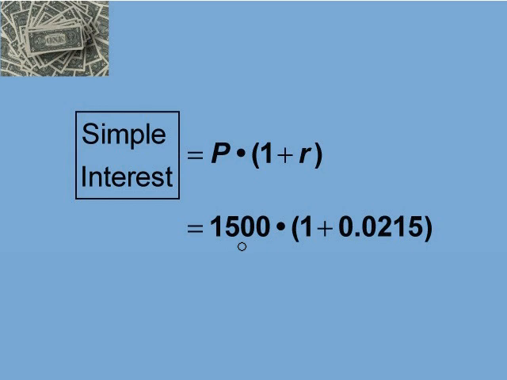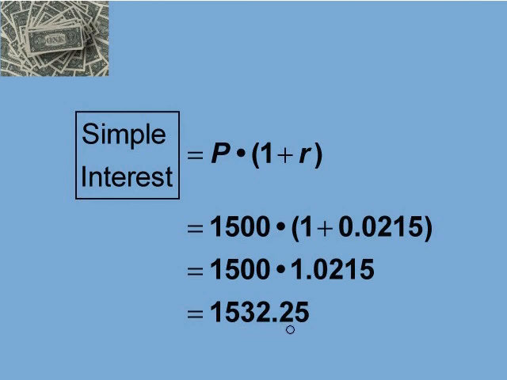We replace P with 1,500, the amount originally invested. We replace R with the percent written as a decimal. So we're calculating 1,500 times 1.0215, which comes out to 1,532.25. This is the amount of the original investment plus the interest earned in 1 year.